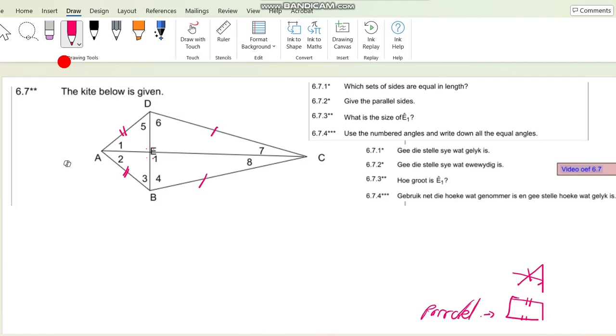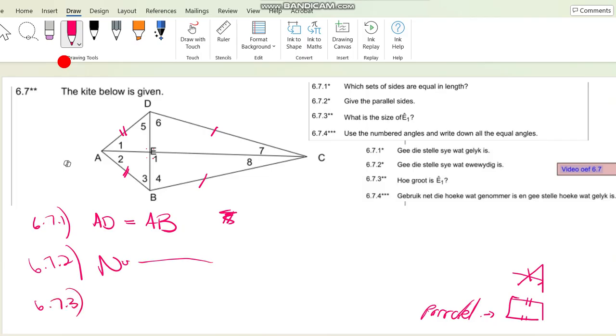So, which sets of sides are equal? It is A and D equals A and B. Now, see that I showed this sign and not that, because it's not parallel to each other, it's equal to each other. There's a difference. And then they ask you to give the parallel sides. Okay? There are no parallel sides.